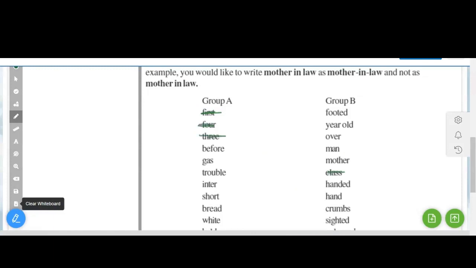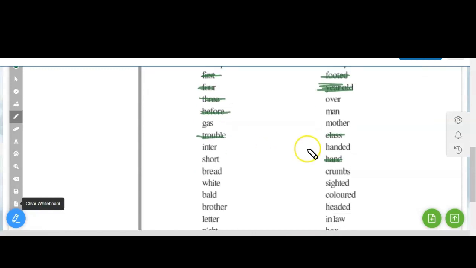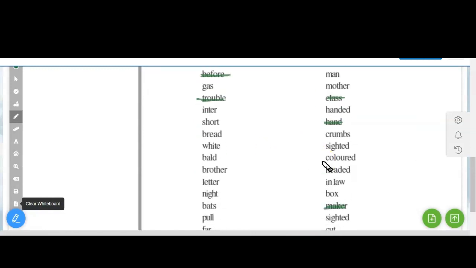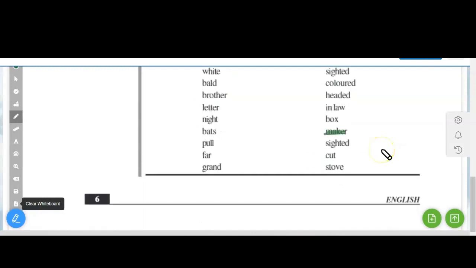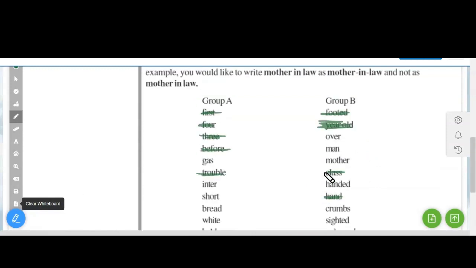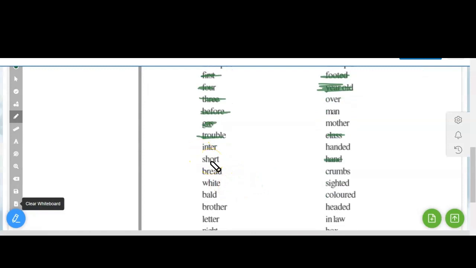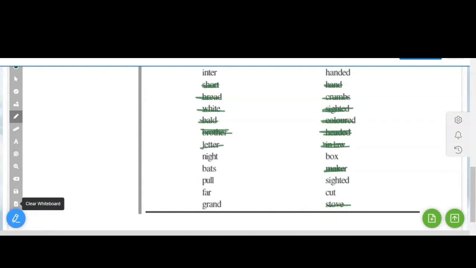Class, 4-footed, 3-year-old, beforehand, troublemaker, gas stove, short sighted, bread crumbs, bald headed, white colored, brother in law, letter box.